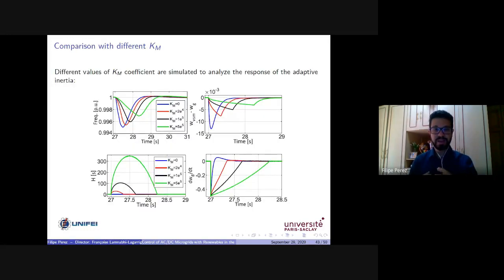Also, to understand the influence of the Km coefficient, we simulate different values for the Km coefficient, where we can see that when we increase the gain, the frequency has smaller deviations, but also has a slower convergence. Therefore, we may have a trade-off between the speed of convergence and the overshoots, which will provide the desired dynamics for frequency.